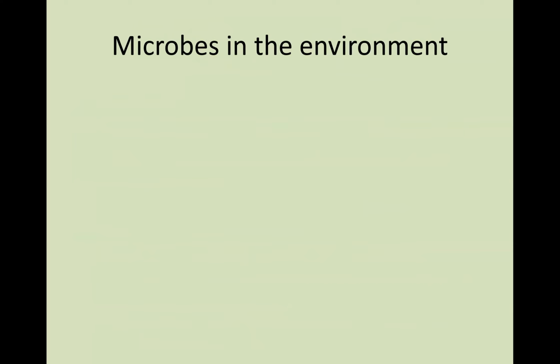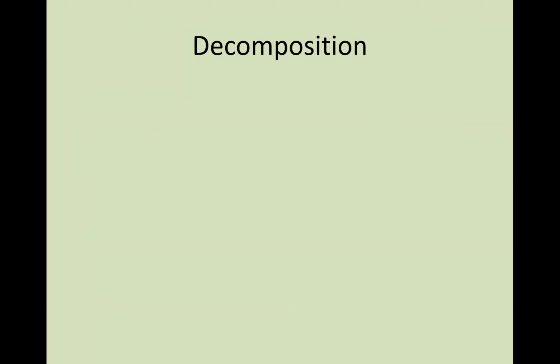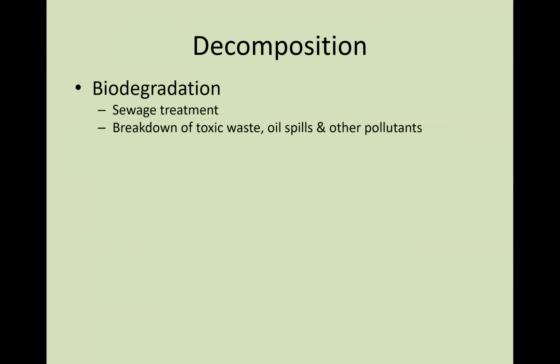All right, so we're going to talk about some of the microbes in the environment here just for a moment. So these are what they do and how they function in the environment. The first thing that we're going to make mention of is decomposition. So this would be your bacteria and your fungi. They are going to be decomposers, and they're usually involved in sewage treatment, and they are going to help to break down lots of toxic waste, oil spills, and other pollutants, even radiation as well.